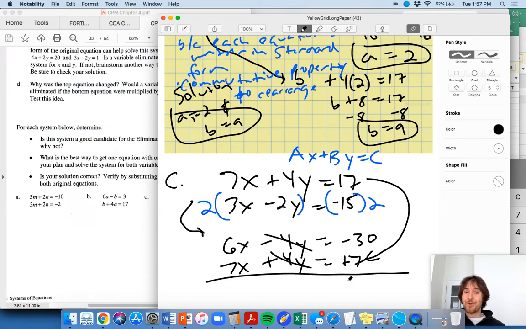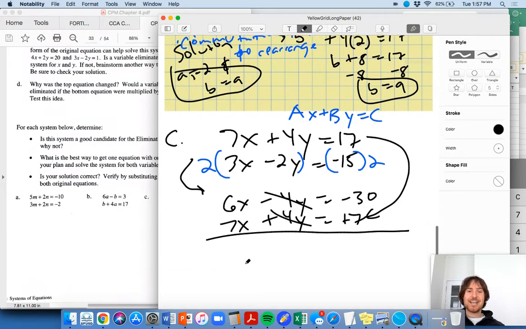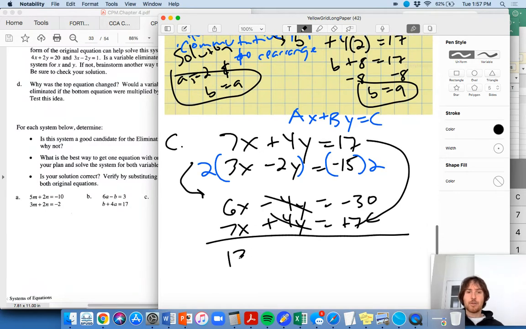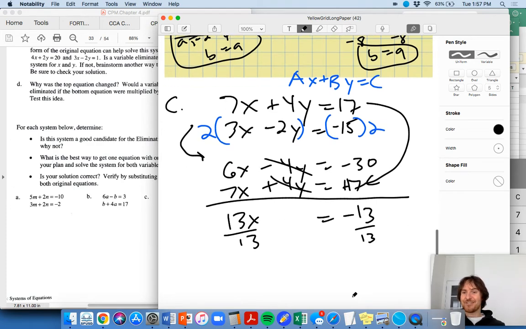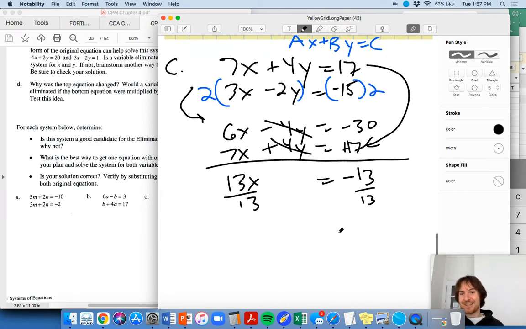Negative 4y plus 4y, gone. 6x plus 7x is 13x, and that's equal to negative 30 plus 17. I was worried it was going to be an ugly number, but it's not, because adding 17 to negative 30 gives negative 13. And that's not bad because I'm dividing both sides by 13. Negative 13 divided by 13 is negative 1. So we have negative 1 for our value for x.